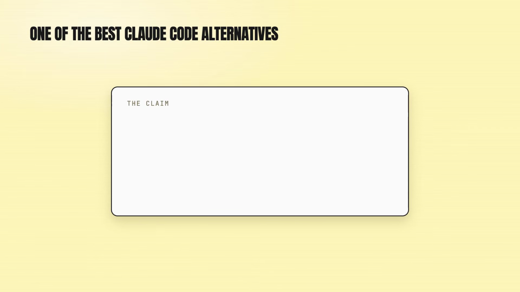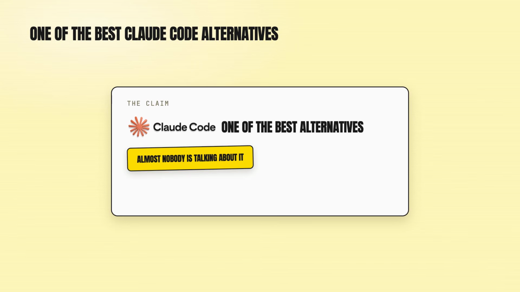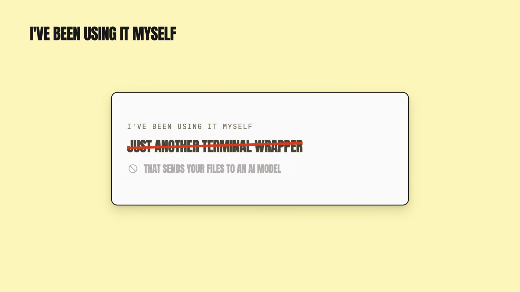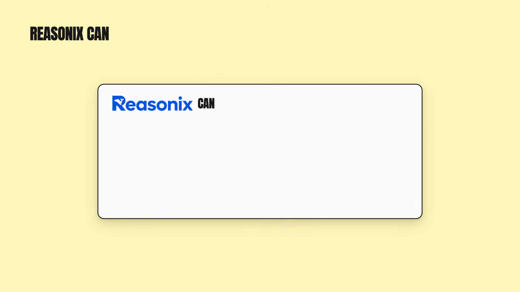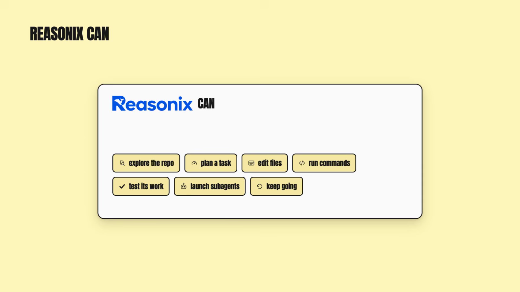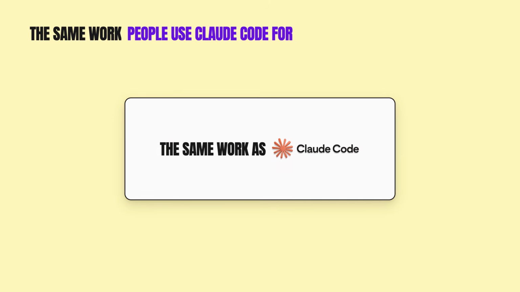I think I found one of the best alternatives to Claude Code, and almost nobody is talking about it. It is called Reasonix. I have been using it myself. And this is not just another terminal wrapper that sends your files to an AI model. Reasonix can explore a real repository, plan a task, edit multiple files, run commands, test its own work, launch subagents, and keep going until the job is finished.